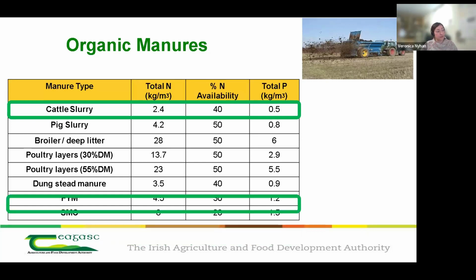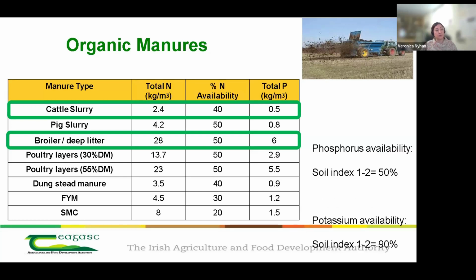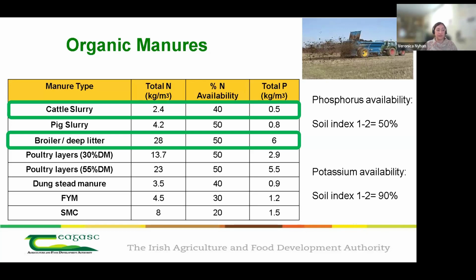The other one I want to highlight, because it's changed a lot in the last 2 years, is the broiler deep litter, because it has jumped from 11 kilograms per meter cubed of total nitrogen up to 28. So it's quite a substantial jump there. If people were using it consistently in the past, they may not be aware that it has changed a lot. And just to highlight, these are total nitrogens: 50%, you can see there in the broiler rate, 50% of that nitrogen is available at application for plant use. The phosphorus is considered to be 100% available unless it is applied to a low index soil of 1 or 2, and then it is at 50% availability.